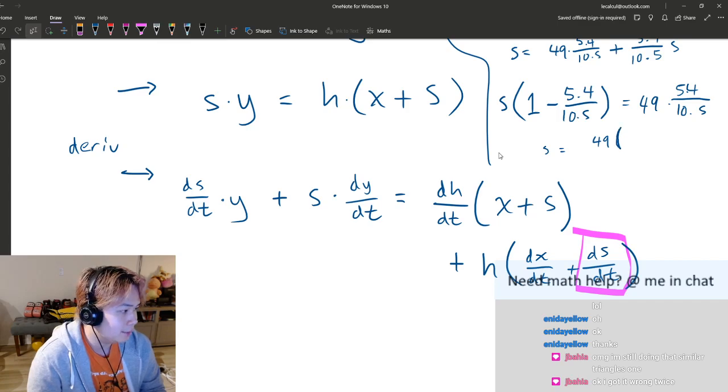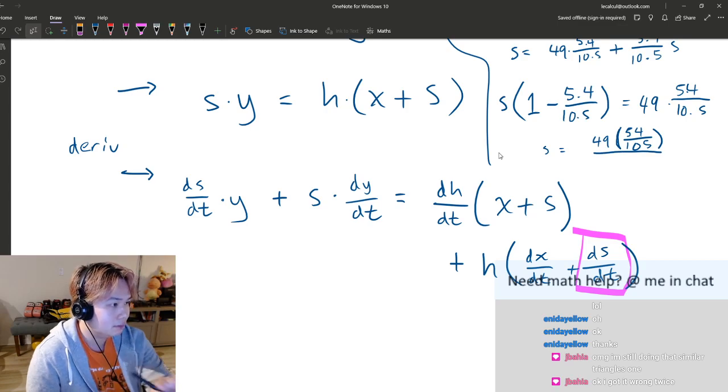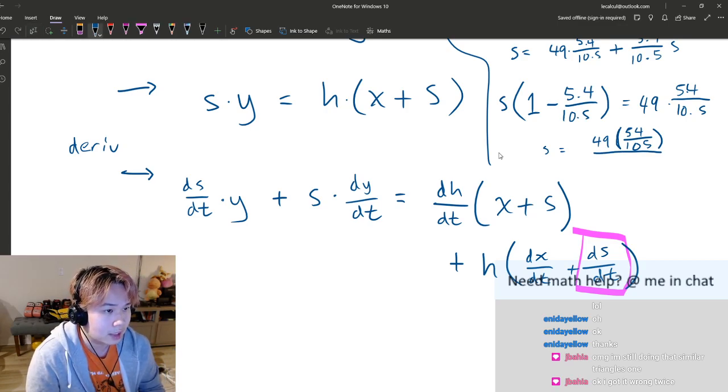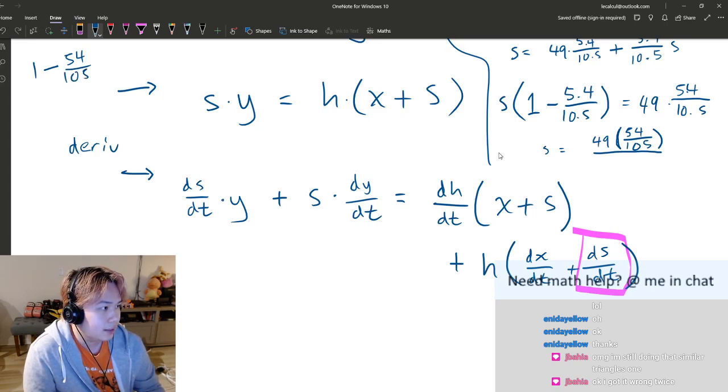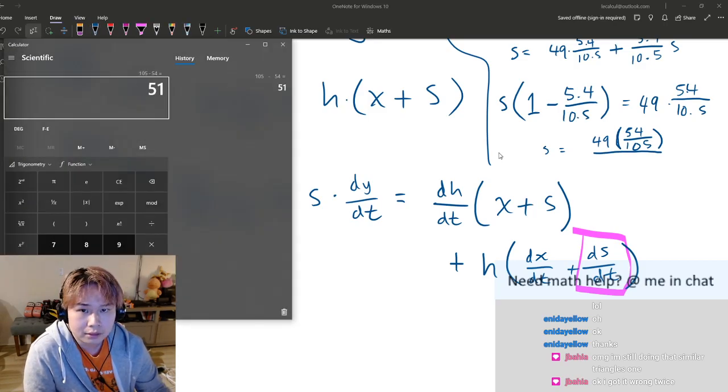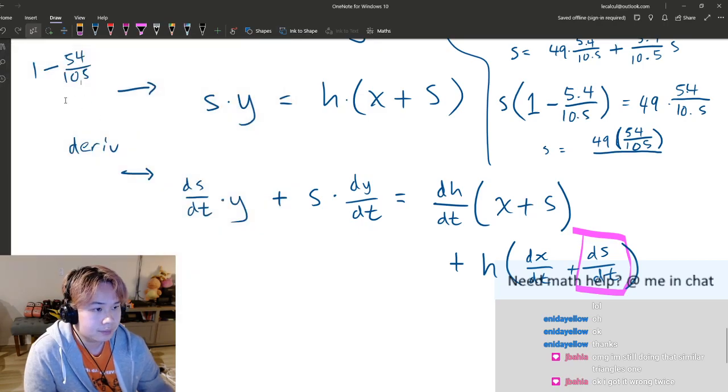Okay, these fractions are really bugging me. So I'm gonna get rid of the decimal, because honestly, you shouldn't be mixing decimals and fractions anyways. I'm just gonna move the decimal place over so that this looks nicer. And then 1 minus 54 over 105. What's 105 minus 54? 51. So on the bottom, this is 51 over 105.